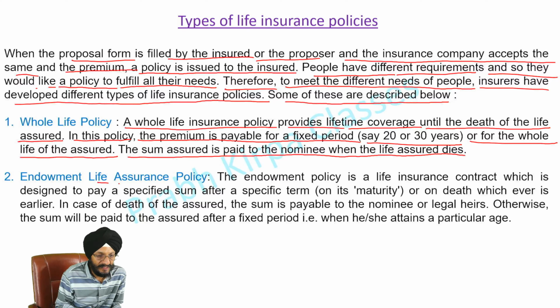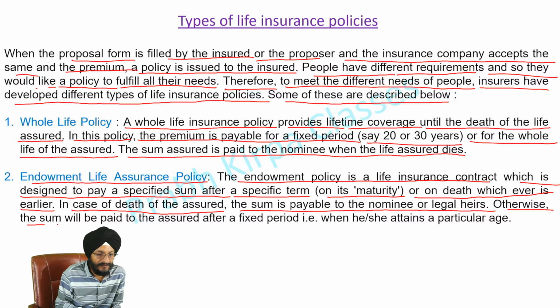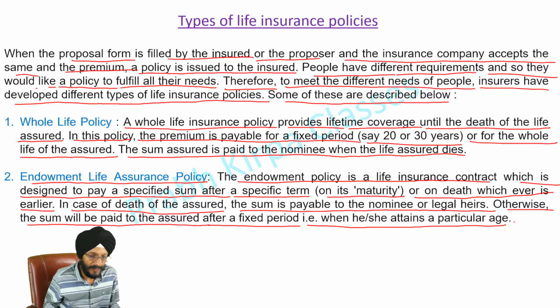Second is the endowment life insurance policy. The endowment policy is a life insurance contract which is designed to pay a specified sum after a specific term on its maturity or on death, whichever is earlier. In the case of death of the assured, the sum is payable to the nominee or legal heirs. Otherwise, the sum will be paid to the assured after a fixed period, that is, when he or she attains a particular age.